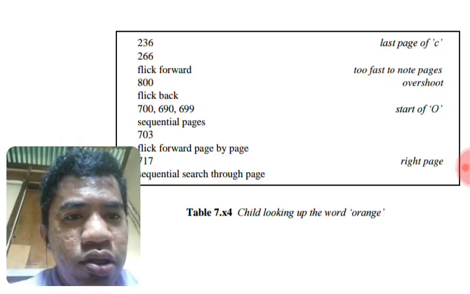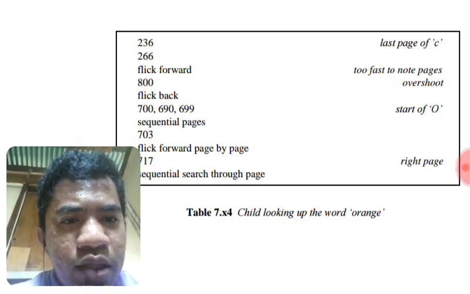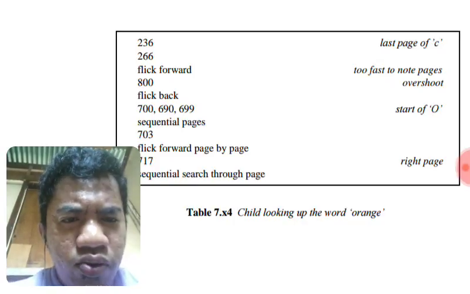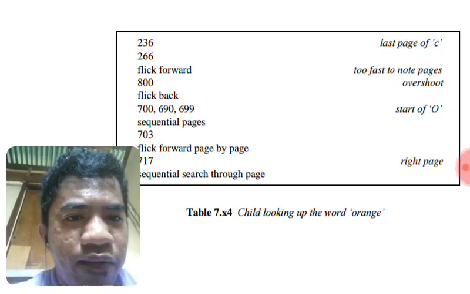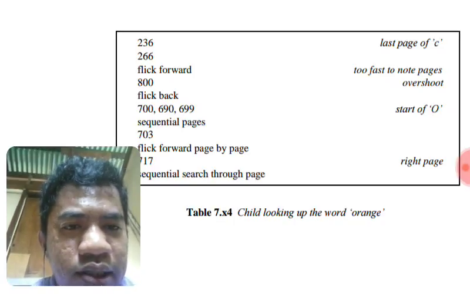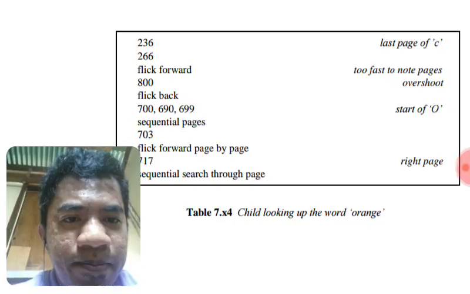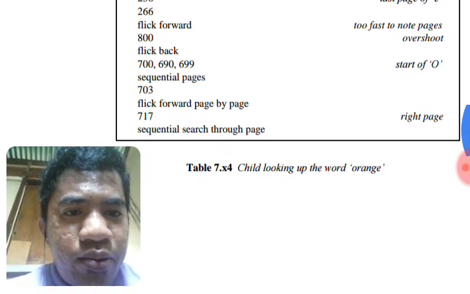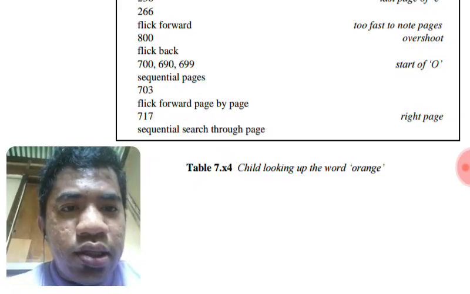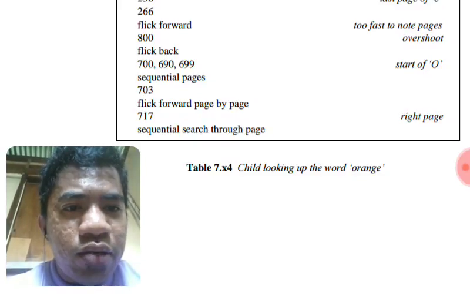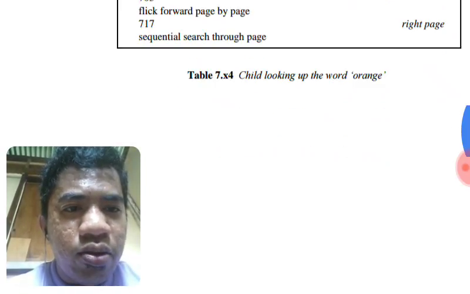800, overshoot. 800, flick back to 700. 690, start of O. Sequential page, 703. Flick forward page by page. 717, right page. Sequential search, stroke page.